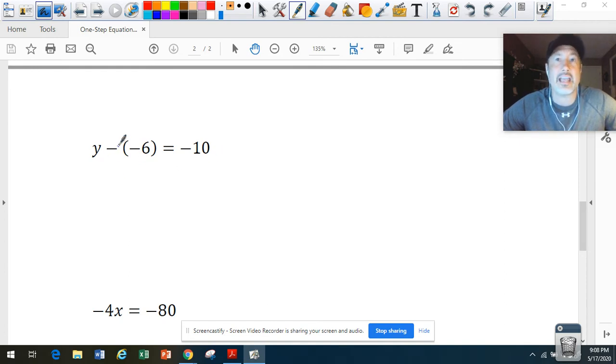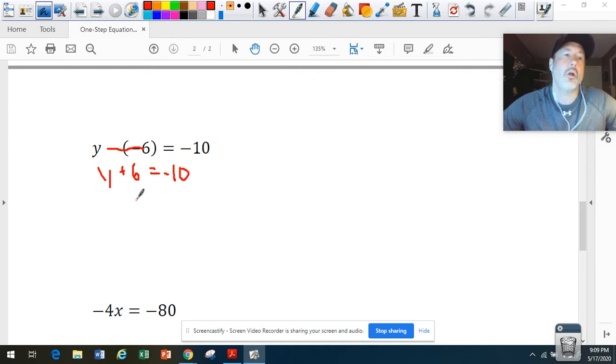Now remember we said 2 negatives together like this. We have y minus negative 6 equals negative 10. These 2 negatives together, remember we said, hey, connect them together, make it a plus. Okay, so really I have y plus 6 equals negative 10. That's actually what we have here.